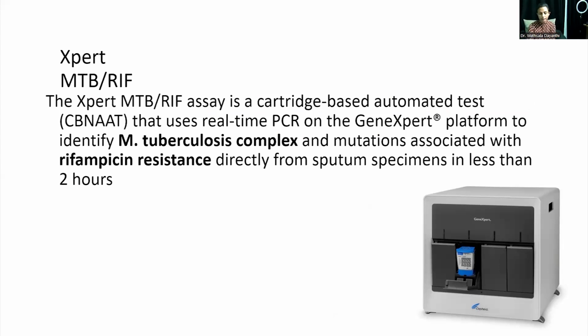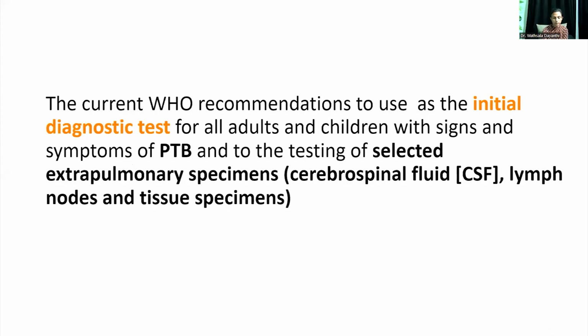So we can give results in less than 2 hours. This is the small machine. It's not that big, and you can see the cartridge we purchase. There are 4 modules. If all the 4 modules are working, we can do 4 tests per run. So the current WHO recommendation is to do GeneXpert as the initial diagnostic test in all adults and children with signs and symptoms of pulmonary TB. Also, GeneXpert is recommended in selected extrapulmonary specimens like CSF, lymph nodes, and tissue specimens.